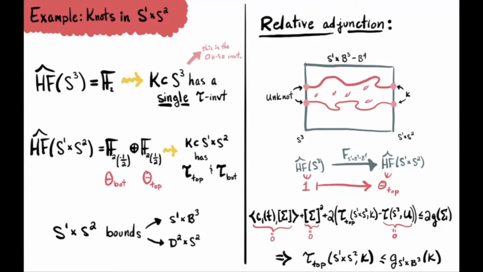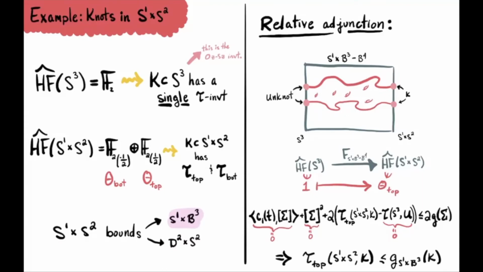So let's first think about the 3-manifold S1 cross S2. It sort of naturally bounds two different 4-manifolds. So we can see that it's the boundary of S1 cross B3, and we can also realize it as the boundary of D2 cross S2. So let's focus first on this example, on this 4-manifold.